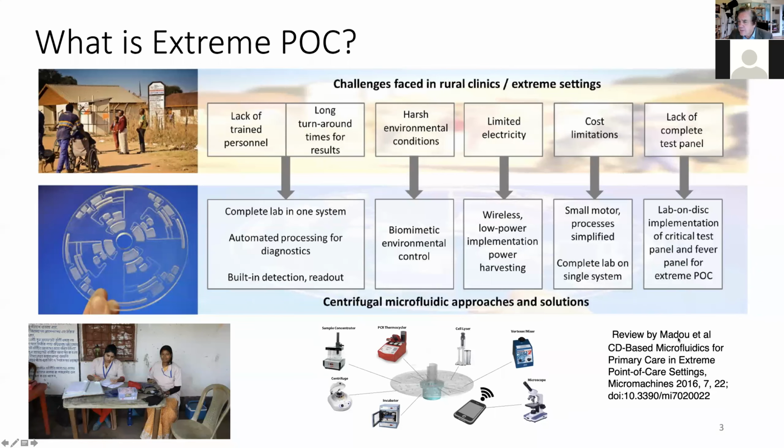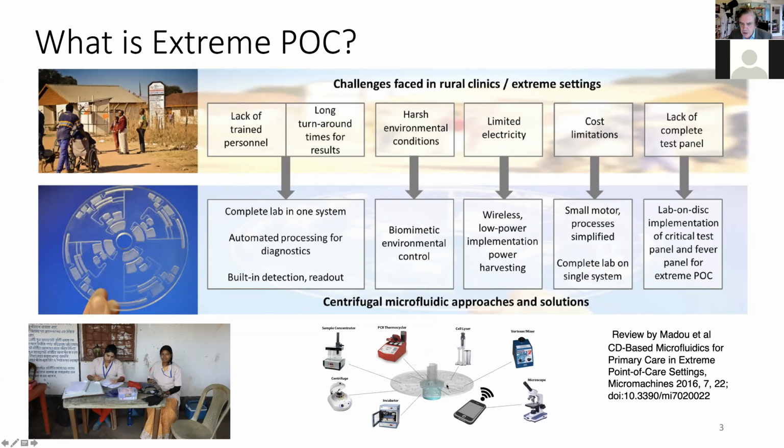By the way, I have a review paper that we wrote on CD-based microfluidics for primary care and extreme point of care settings. It's quite old by now, 2016, but if you have an interest in this, I urge you to check that reference out. It was worked on with colleagues in India and in South Africa.